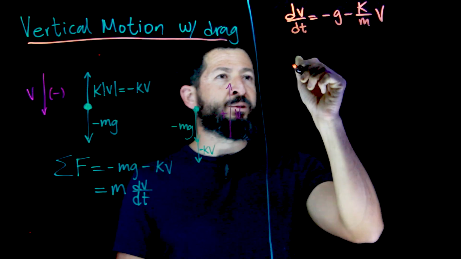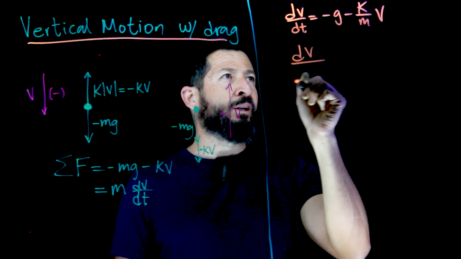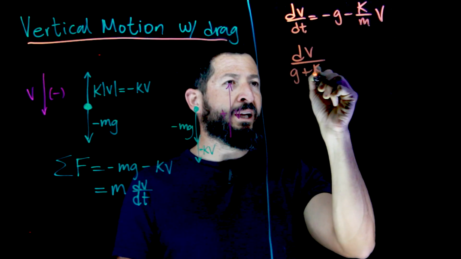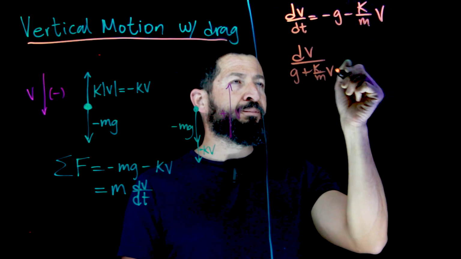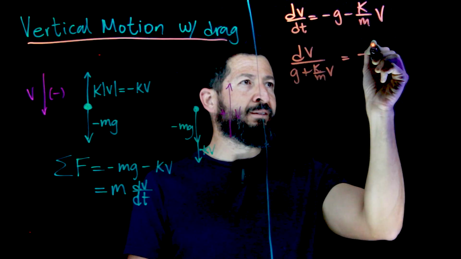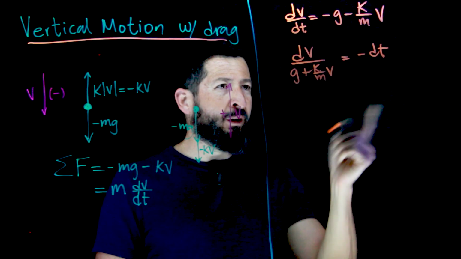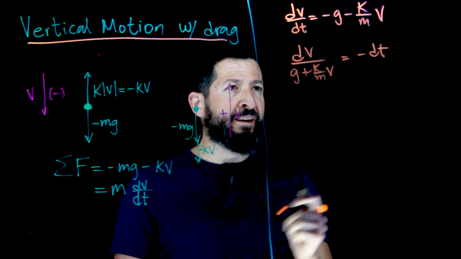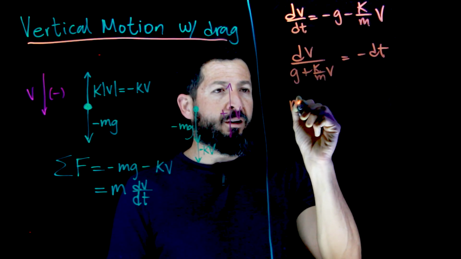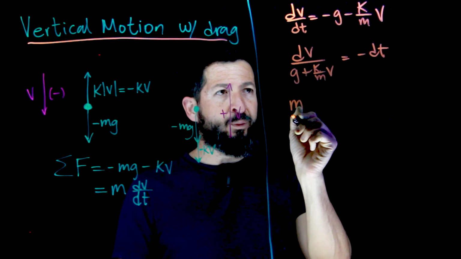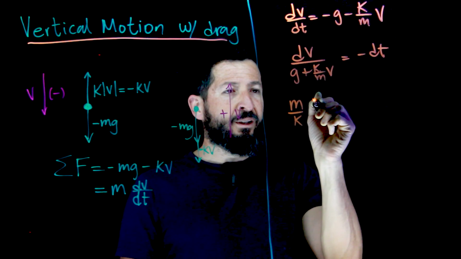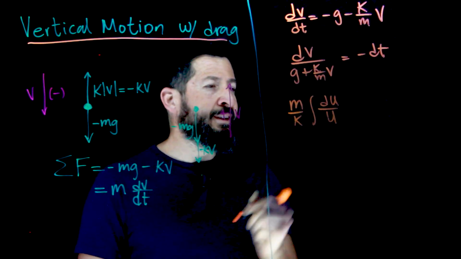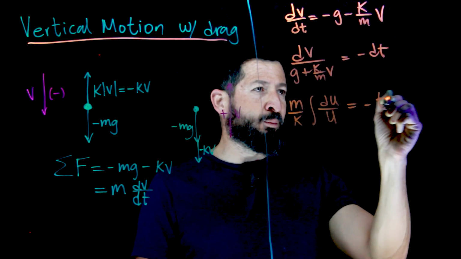So the way to solve it would just be to integrate dv over, let's leave the negative behind there, g plus k over m times v, equal to negative dt. When we integrate on both sides, we have to do a u substitution, where u is going to be g plus k over m times v. So m over k du is going to be equal to dv, and here I just get negative t plus c.